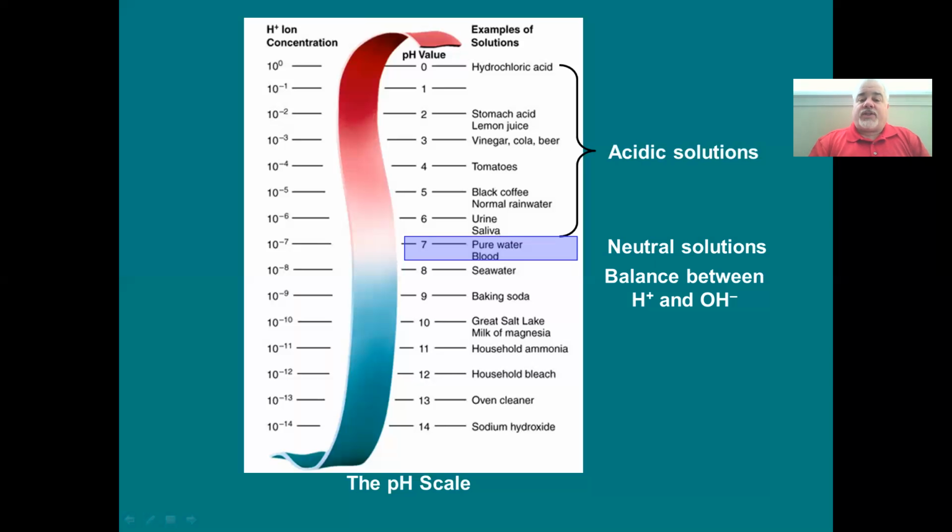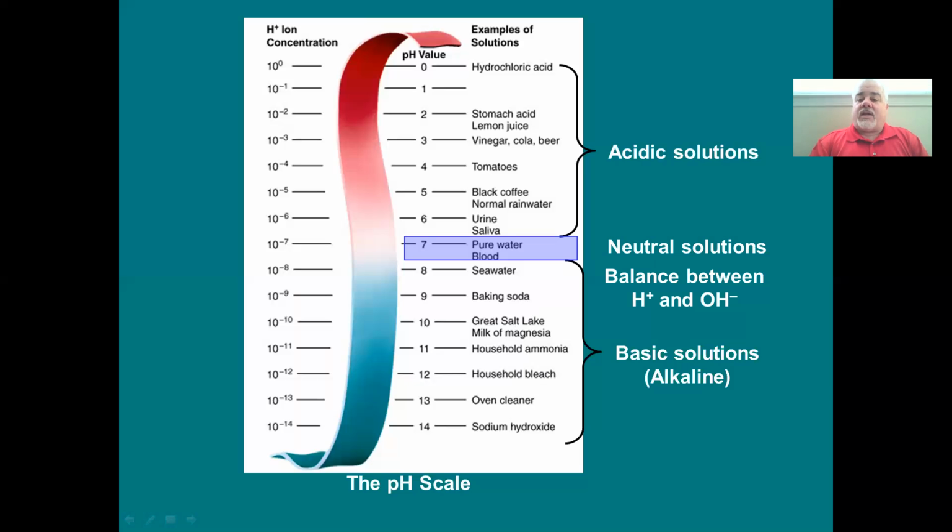And then we get to the other side. After neutral, if we go to a number above pH of 7, when we get into the 8, 9, 10 through 14, we call those basic solutions or alkaline solutions. And in the basic or alkaline solutions, we have things that we might be familiar with, like seawater, slightly alkaline, baking soda, household bleach or ammonia, oven cleaner.